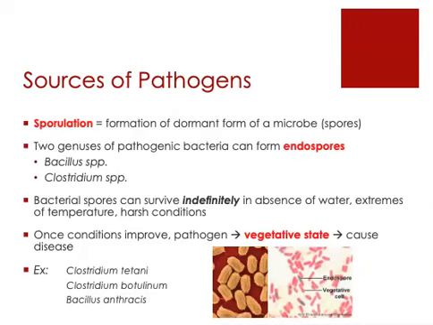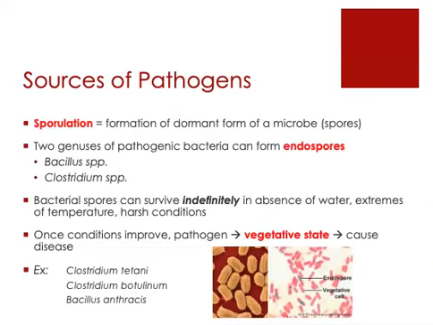A discussion of the sources of pathogens would not be complete without mentioning sporulation. Remember, there are two genera of pathogenic bacteria that have the ability to sporulate and form endospores. Those are Bacillus and Clostridium. Sporulation produces an endospore, which is essentially an inanimate form of the pathogenic organism.